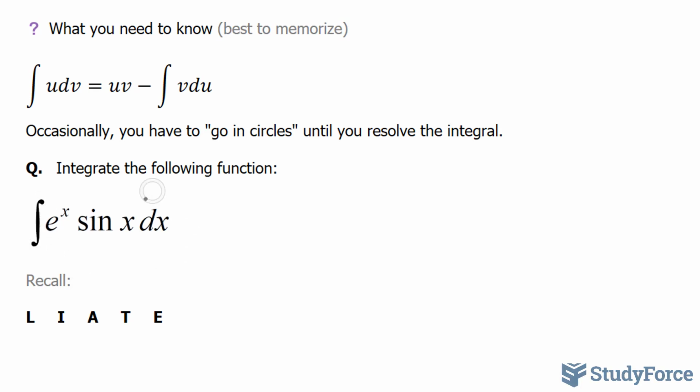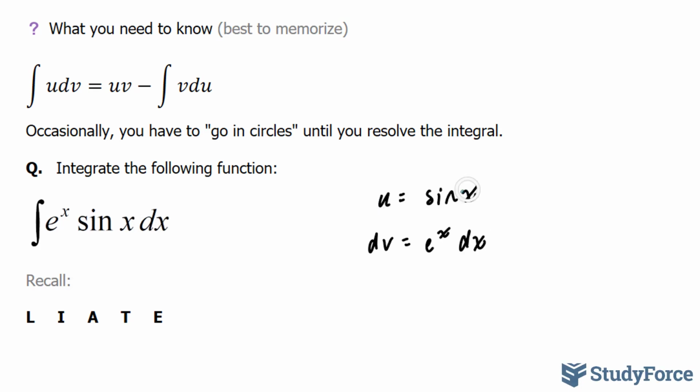So in our function right here, we have e to the power of x times sine x. Notice our function is made up of two parts, e to the power of x and sine x. E to the power of x represents exponentials, and sine x represents trigonometric functions. Now since sine x takes precedence over e to the power of x, our u value here will be sine x, and our dv will be equal to e to the power of x dx.